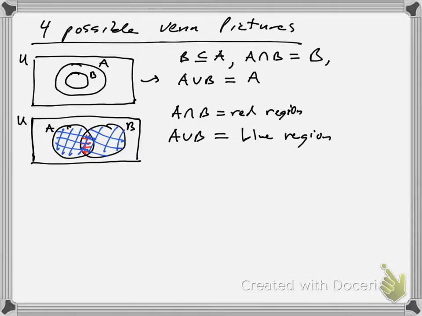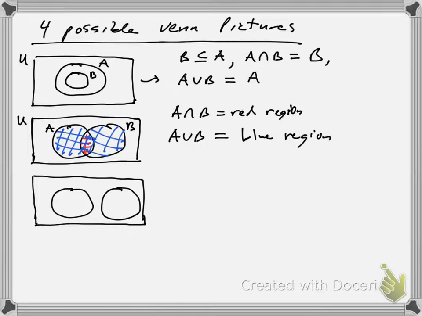Another picture which we have not yet encountered of what could happen with two sets is they could be what's called disjoint. They don't have any intersection. They don't touch each other at all.